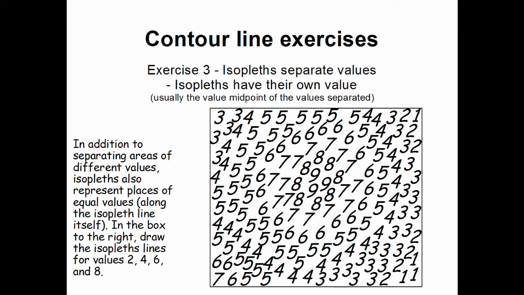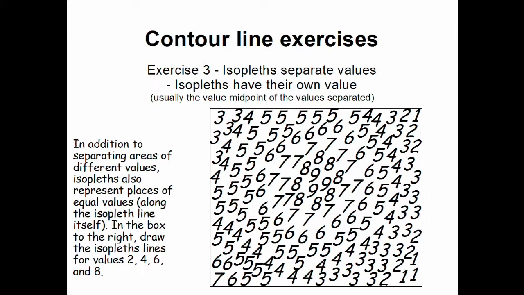Now exercise number 3 is a little bit more complex. Here we're going to work with the very own values of contour lines. Your assignment will be, in that box, to draw isopleth lines that have the value of 2, another isopleth line that has a value of 4, another one that has a value of 6, and another one that has the value of 8.